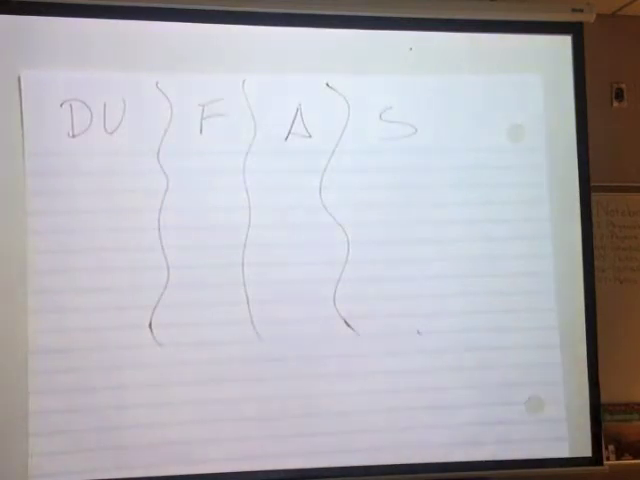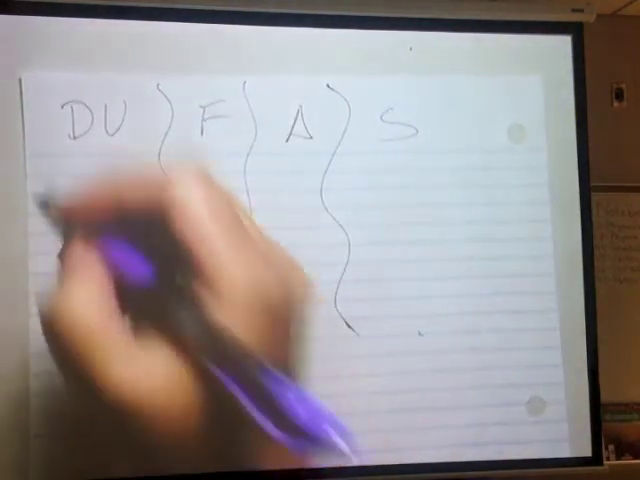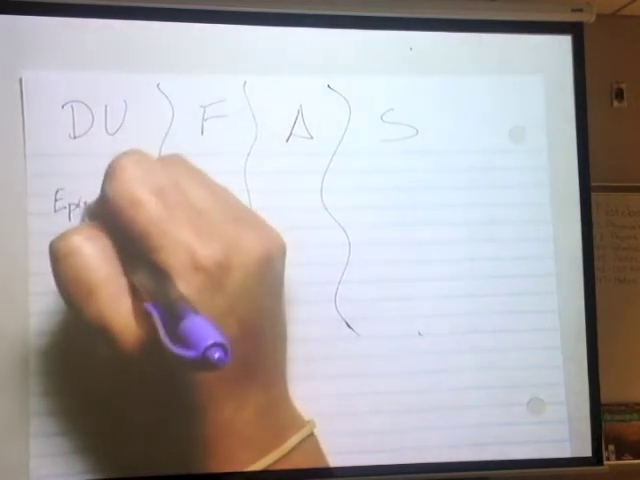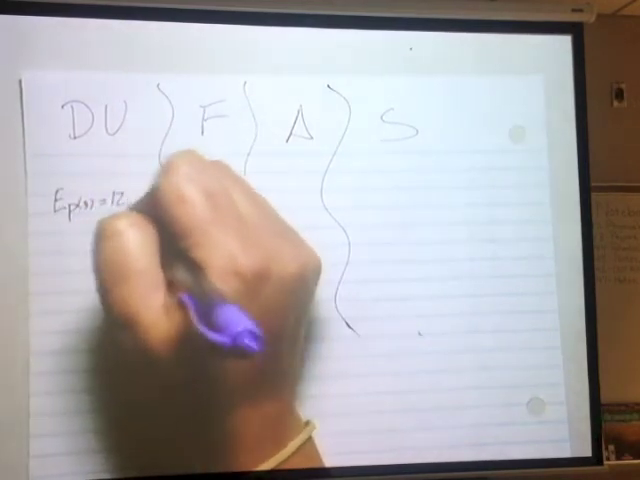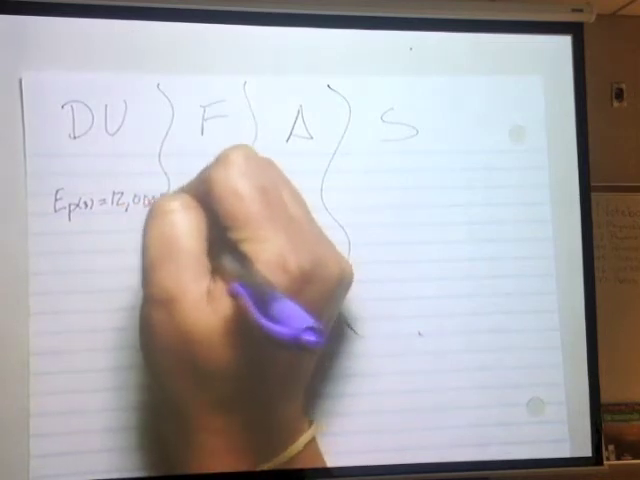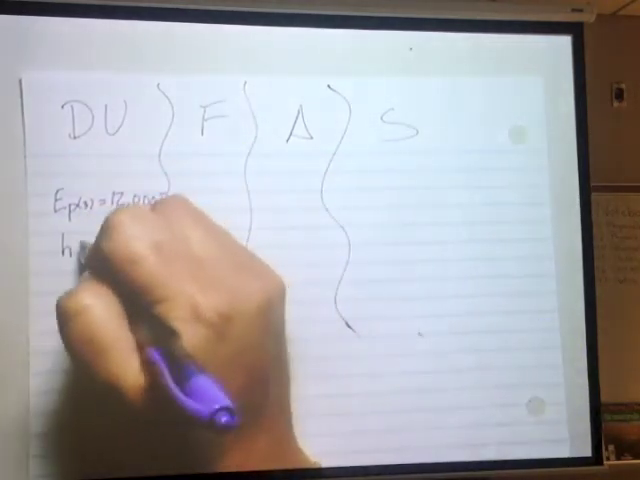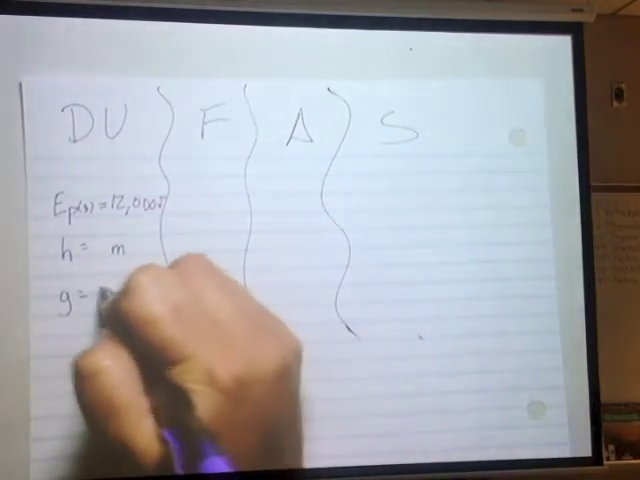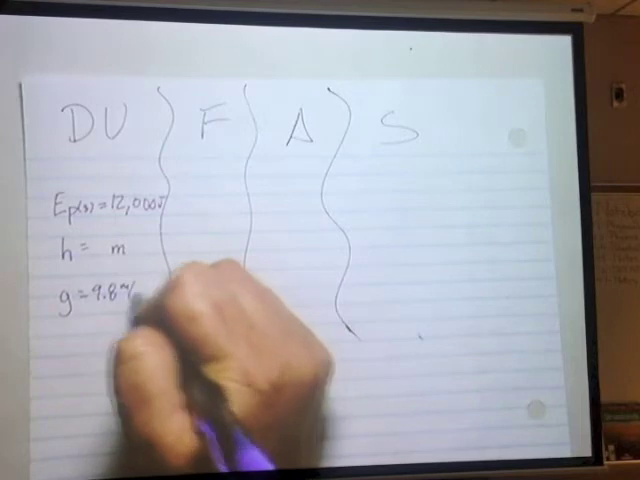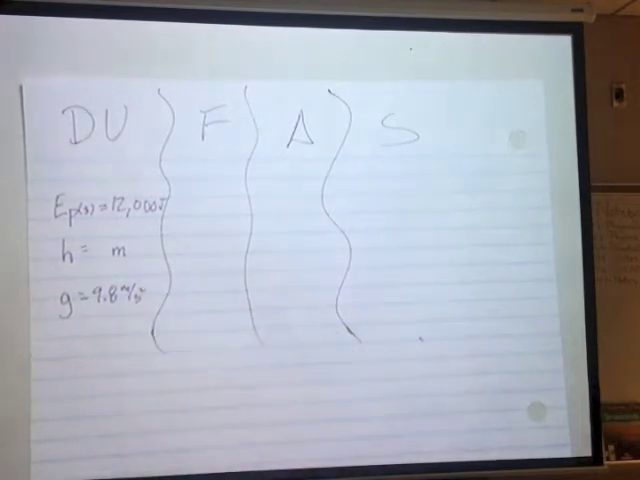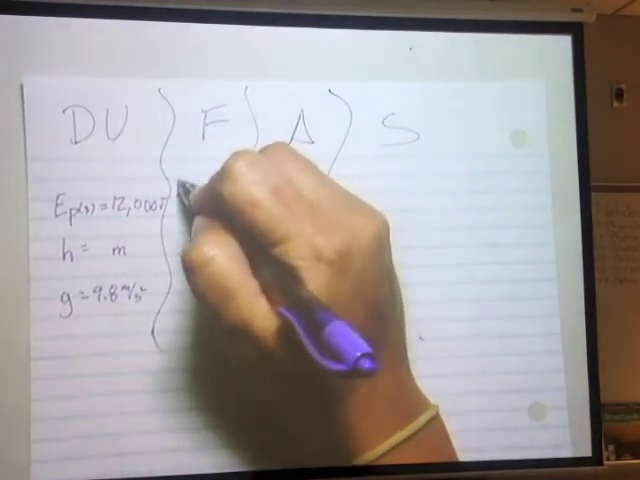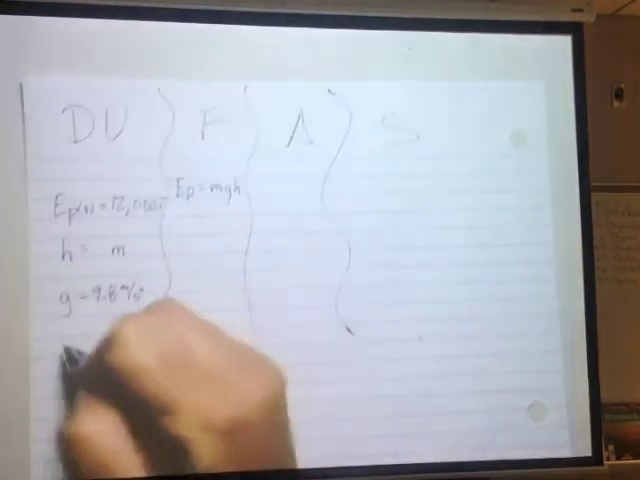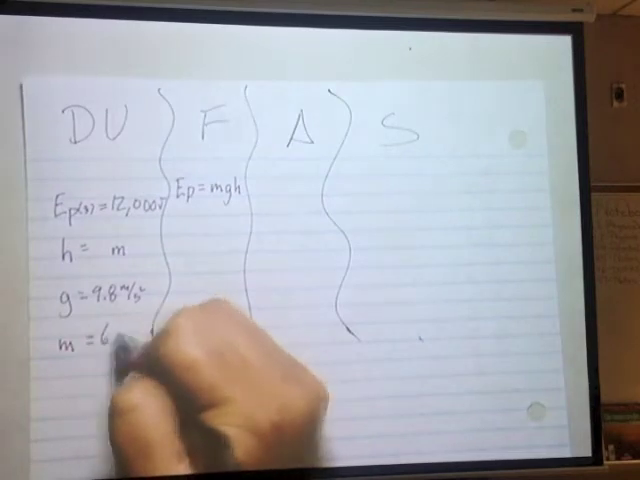So you're still using the diagram, but now you know what EP is. EP at 3 is 12,000 joules. You don't know height, which it has to be in meters. You know gravity, which is 9.8 meters per second squared, because that's all it is all the time. You want to find height, so you're going to use EP = mgh. I'm sorry, you also know mass, which is 60 kilograms.